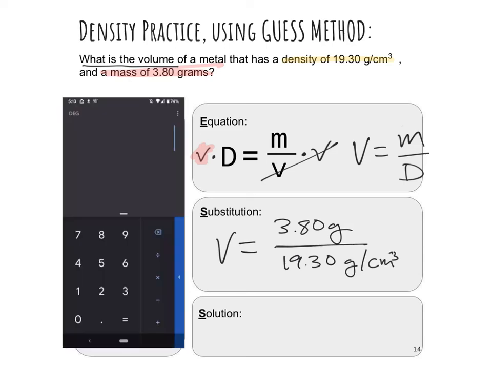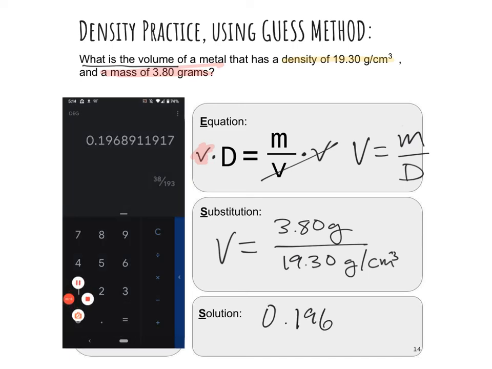So once again, all we have to do is type into the calculator 3.80 divided by 19.30, and we end up with 0.196, and we'll leave it at that. I guess we should probably round up to 0.197 because it's an 8 there. That's the rounding rule. We're going to round it up to 0.197, and that is centimeters cubed for volume.